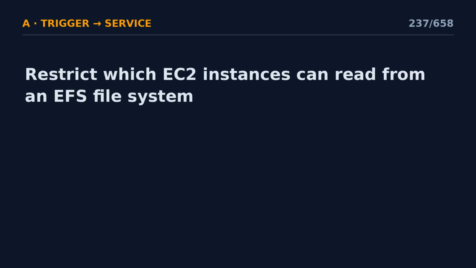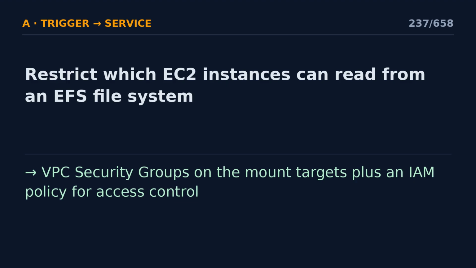Restrict which EC2 instances can read from an EFS file system. Answer: VPC security groups on the mount targets, plus an IAM policy for access control.